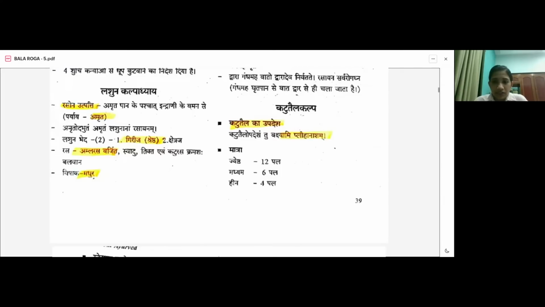Then the next chapter, that is Katutaila Kalpam. This Katutaila is used for Pliha Nashanam, different types of diseases produced by spleen. So Pliha Nashanam is the indication of Katutaila, and its Shreshta Matra is 12 pala. Okay.